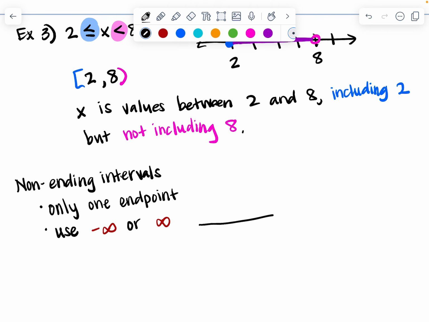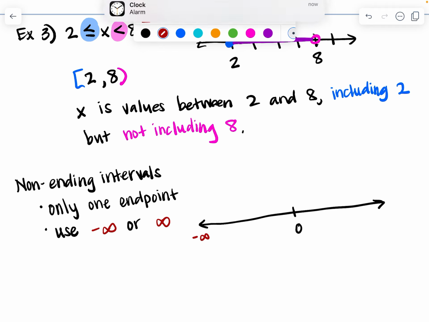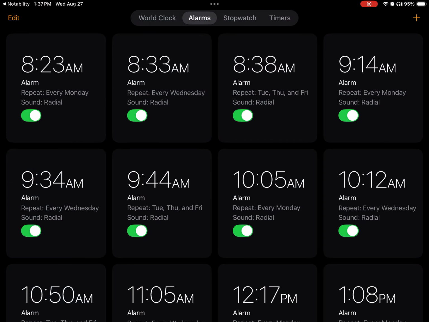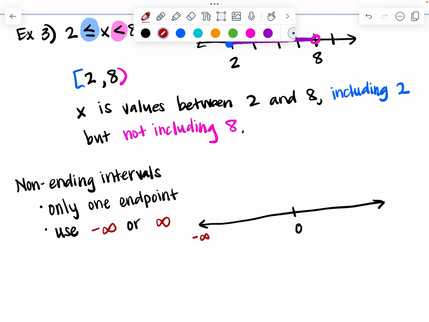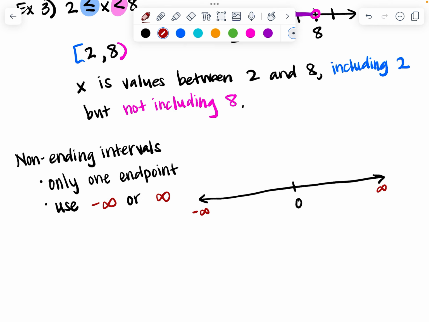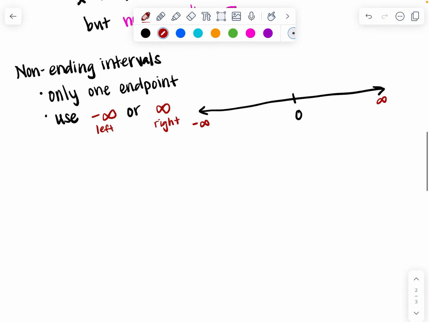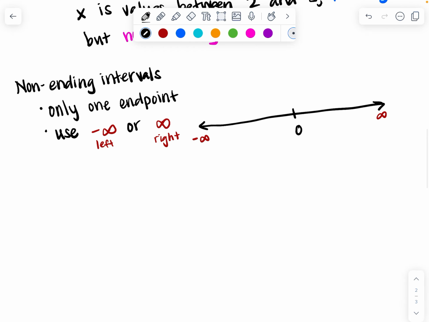So imagine a number line. -infinity is on the left, +infinity is on the right. So when you're using those symbols, always make sure that in your interval notation, -infinity is on the left and +infinity is on the right, just like the number line. And with infinities, we're always going to use parentheses.